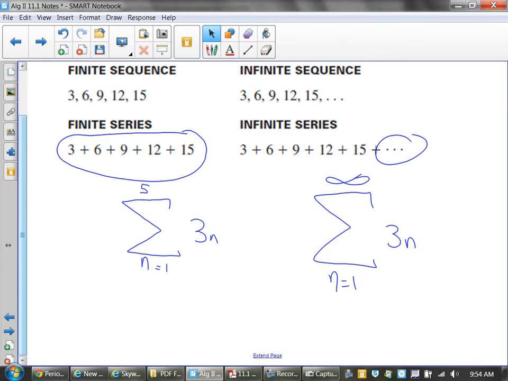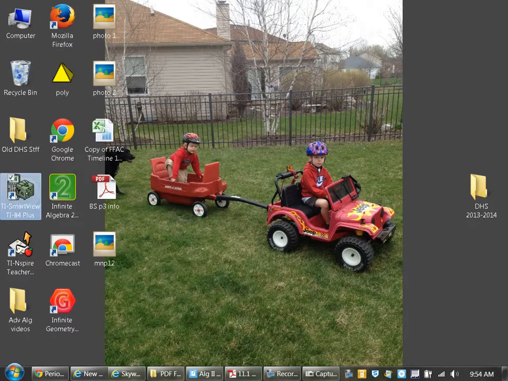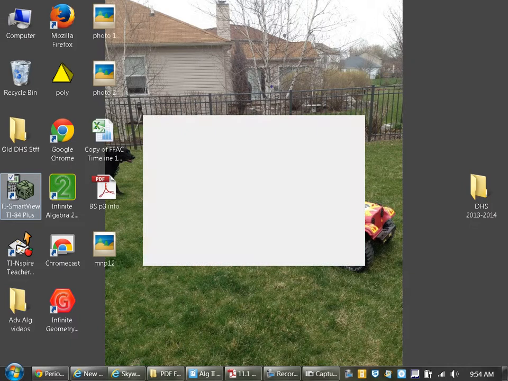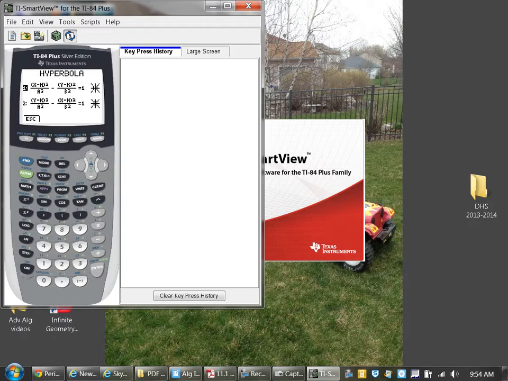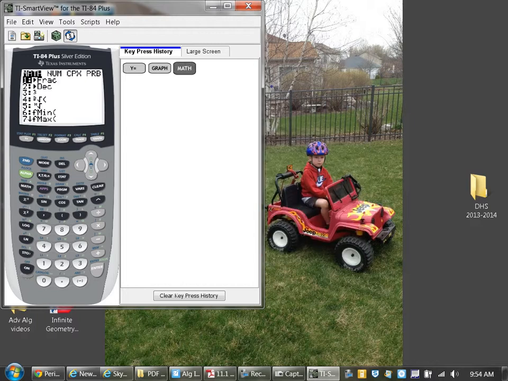Now, this is where you guys are going to really like me. Take your calculator out real quick. Isn't there an E button? I think it's under math. Found it. If you go alpha, window, 2. You get sigma notation.